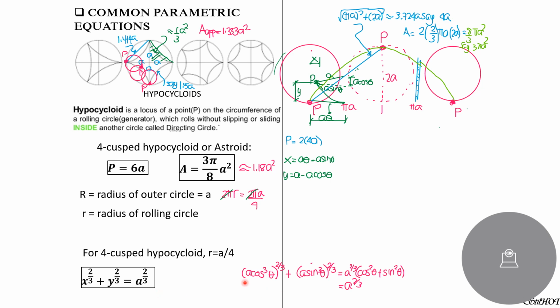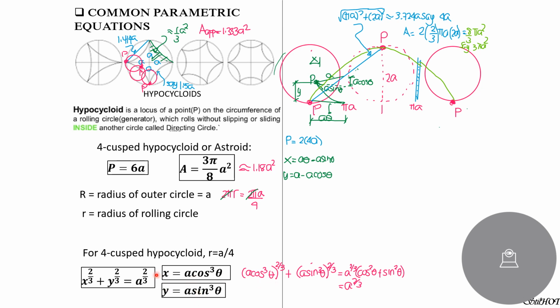And if we check if it's correct, it is. These are the parametric equations. X is a cosine cube theta, or a cosine cube t. Y is a sine cube theta, or a sine cube t. These are the parametric equations.